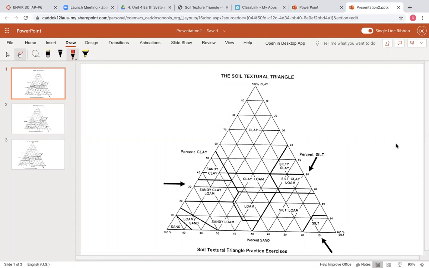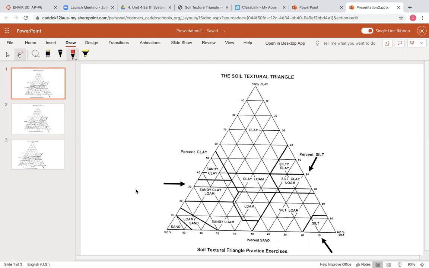So as you can see, the texture triangle has the percent clay down one side, percent silt down the other, and percent sand across the bottom. Now inside the triangle, you have different classifications or types of soil. So up here in this bolded area, you have clay. Over here in this smaller triangle, you have silty clay. This small triangle, you have sandy clay. Right here, you have clay loam. Your bolded lines are what separate your types of soil.